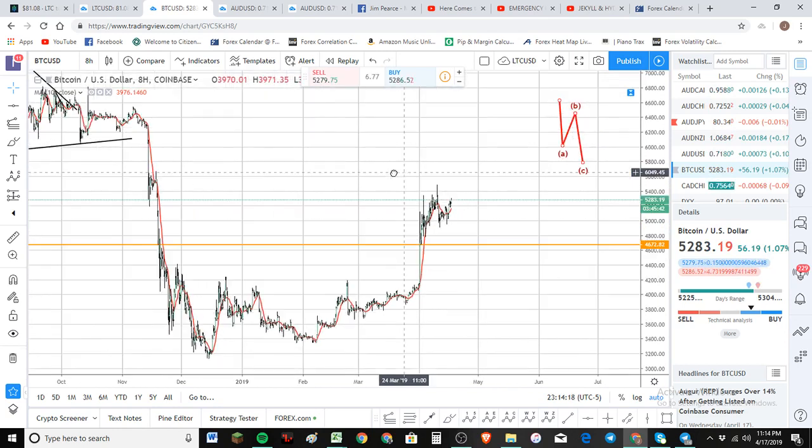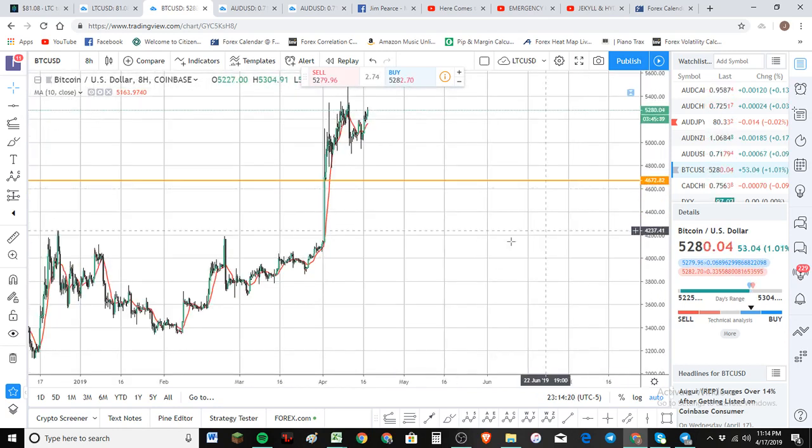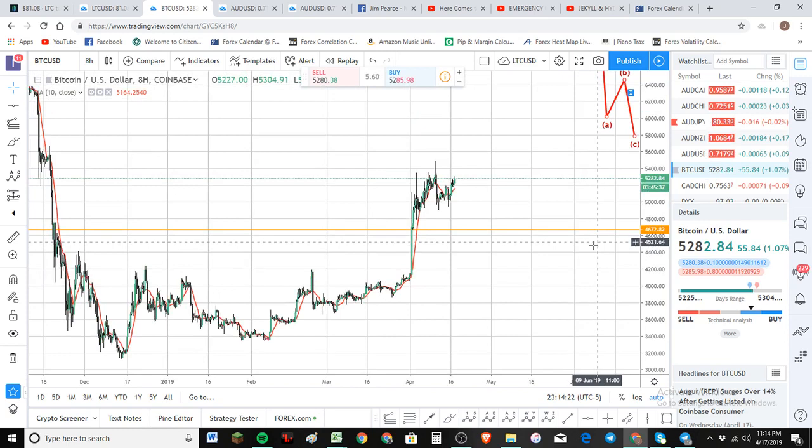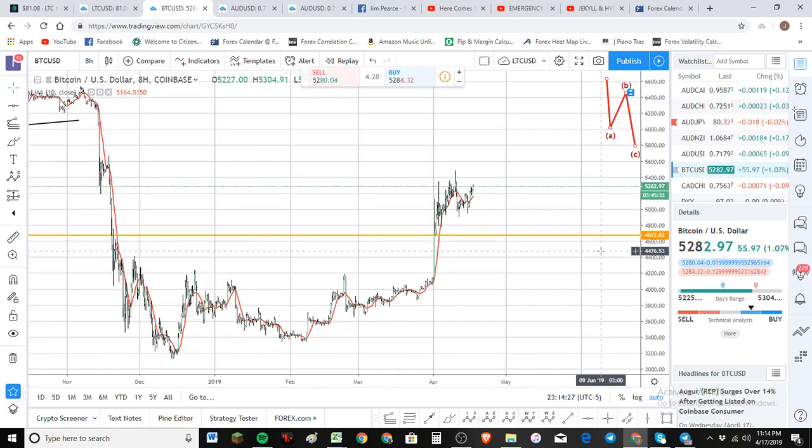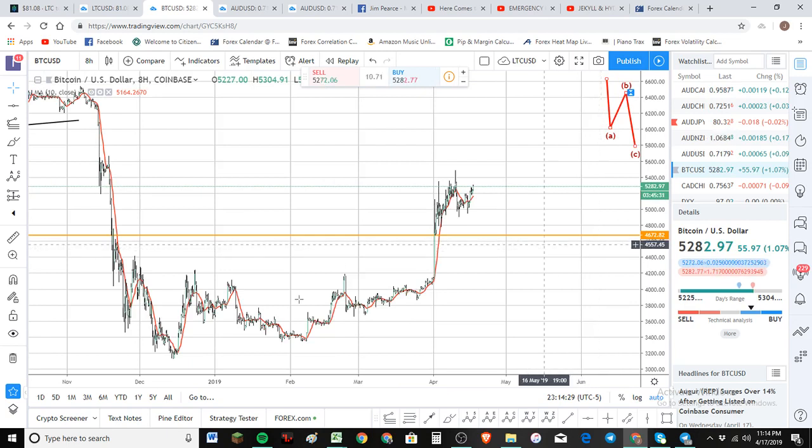You say, why do you think that? Well, let's review from yesterday and see if today's price action did any confirmation for us. Looking at the 8-hour chart on Bitcoin, on the Coinbase chart, what we're seeing here is that we've come up and we're making 5 waves.